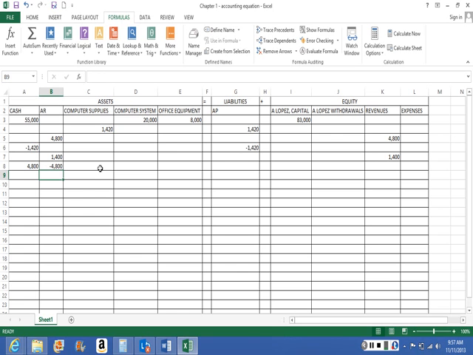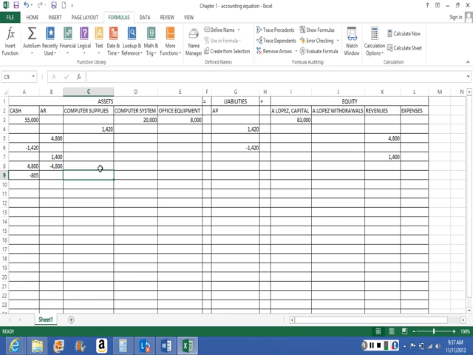Next date is the company paid $805 cash to repair computer equipment damaged when it was moving. Oh goodness, that means that we spent some money. Yes, we paid cash. That means cash went down. Cash is going out, so we will subtract $805 in cash.